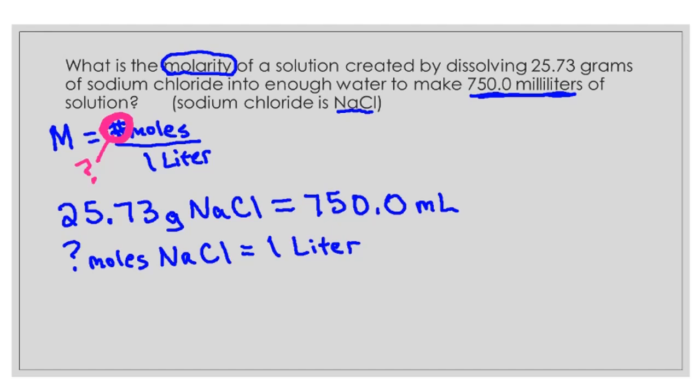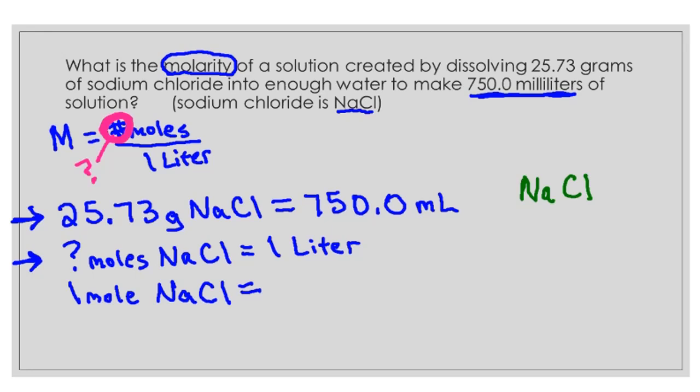So we also need to know, since we are dealing with grams, we have grams of sodium chloride, but what we need to know is moles of sodium chloride. So we need to know how many grams of sodium chloride makes up 1 mole. So 1 mole of sodium chloride is going to equal a certain amount of grams. And how do we do that? Well, we have sodium chloride, which is NaCl. So let's go to the periodic table and find out how many grams per mole each of these elements are.